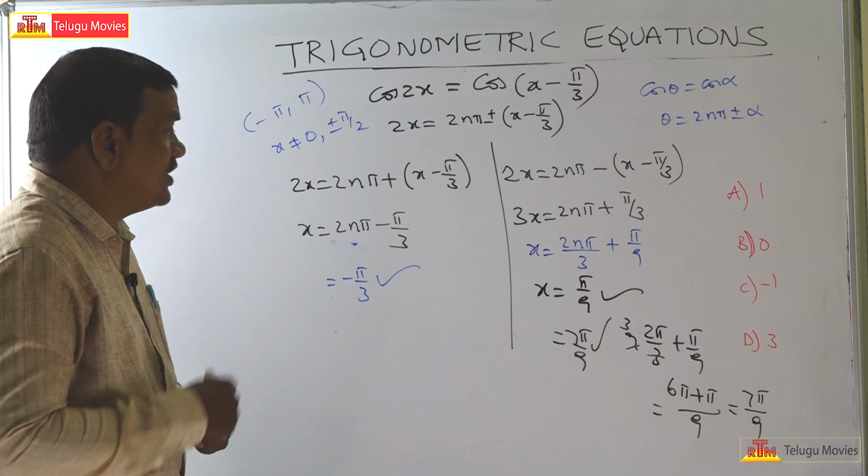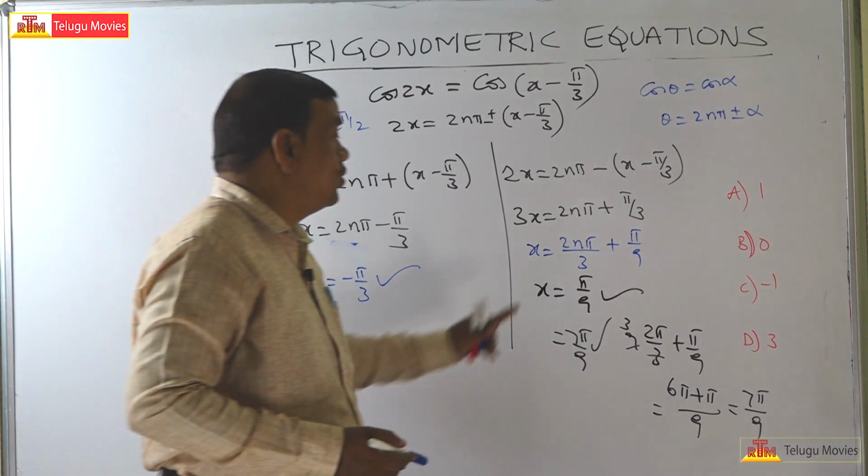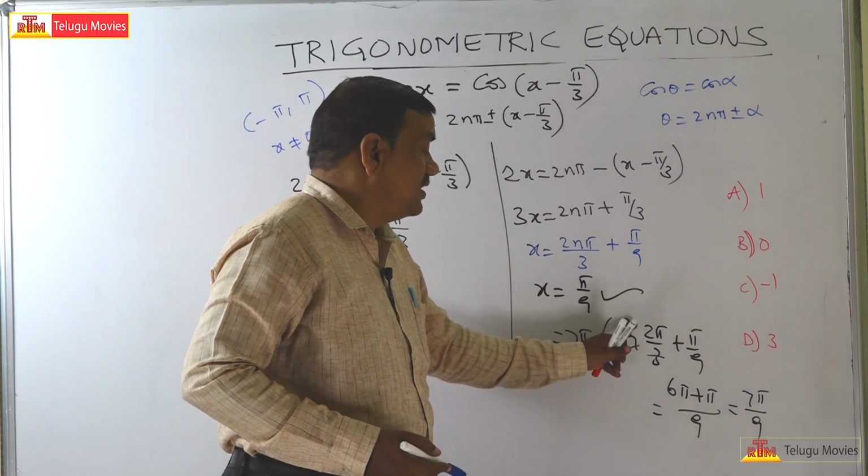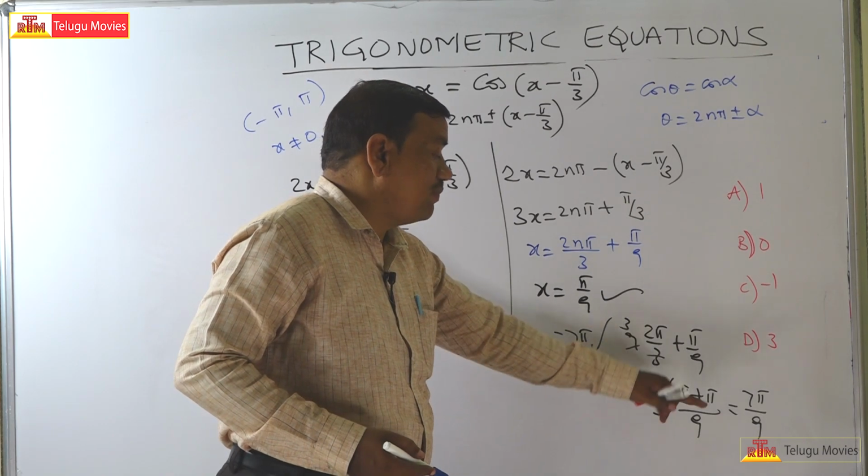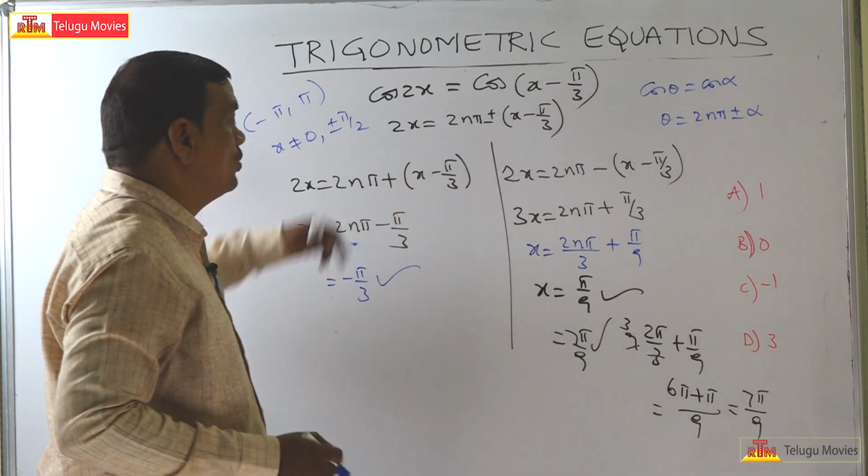Okay, right. Next, if you take n is equal to 2, 2 twos are 4 pi. That means 3 fours are 12. 12 plus 5, that means it crosses pi. So no need, that I have taken.